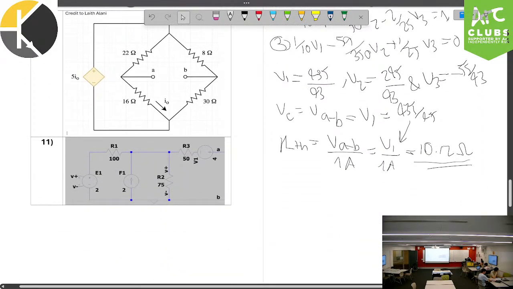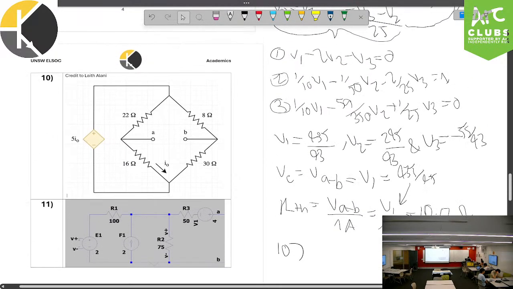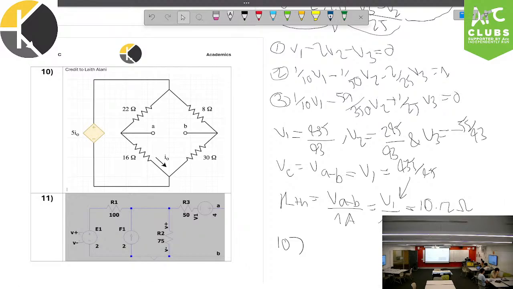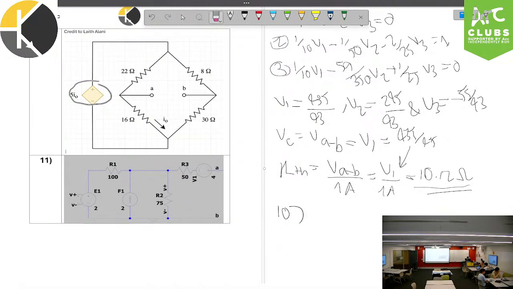Question 10 is a bit similar. It's actually quite similar, the same sort of method. We can see here that we don't have any independent sources. We only have the dependent source, which is the voltage source right here, the 5 VI. And so as a result, we have to use method 3.